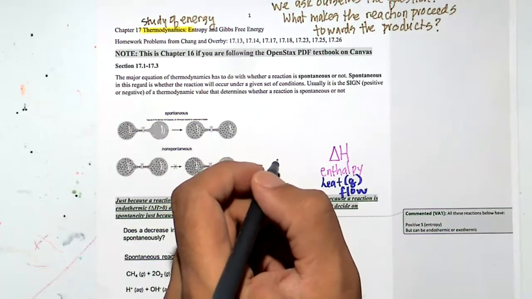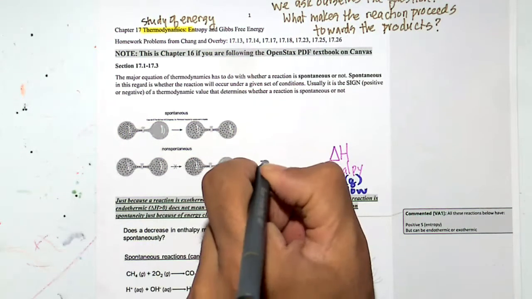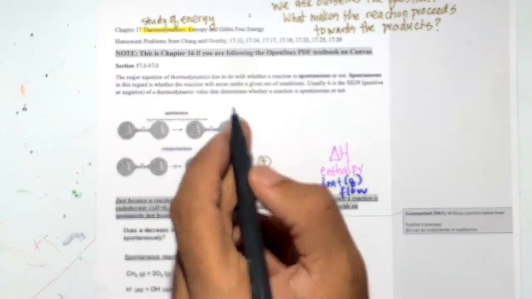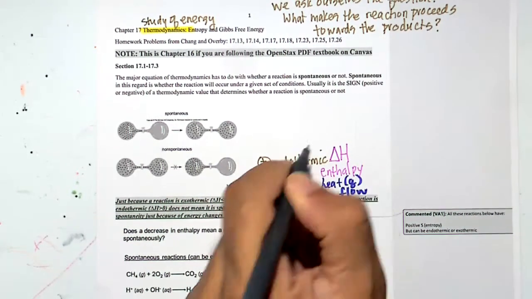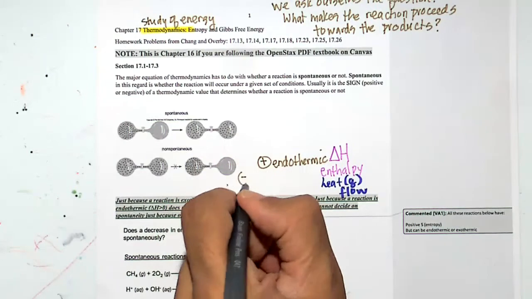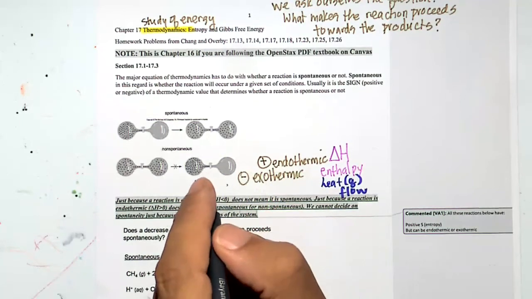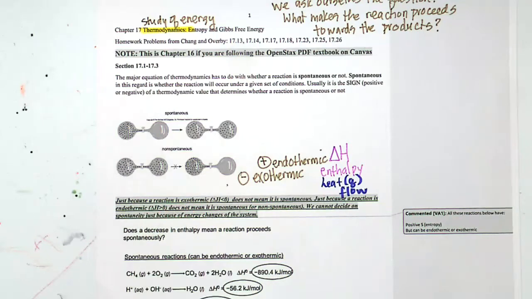Do you remember this? If your enthalpy is positive, what do we call that? Very good. If this number is positive, we call that an endothermic reaction. If it's negative, we call it an exothermic reaction. Exo meaning outside, heat is moving outside from the reaction, from the system to the surroundings.